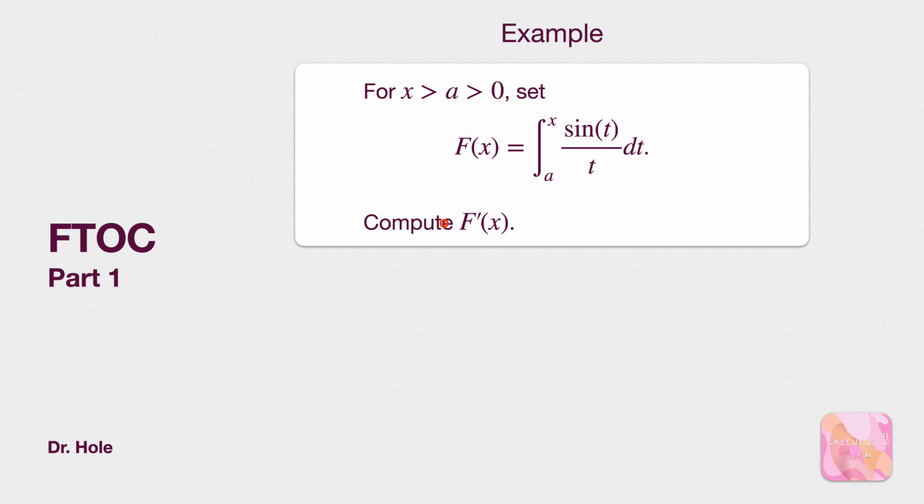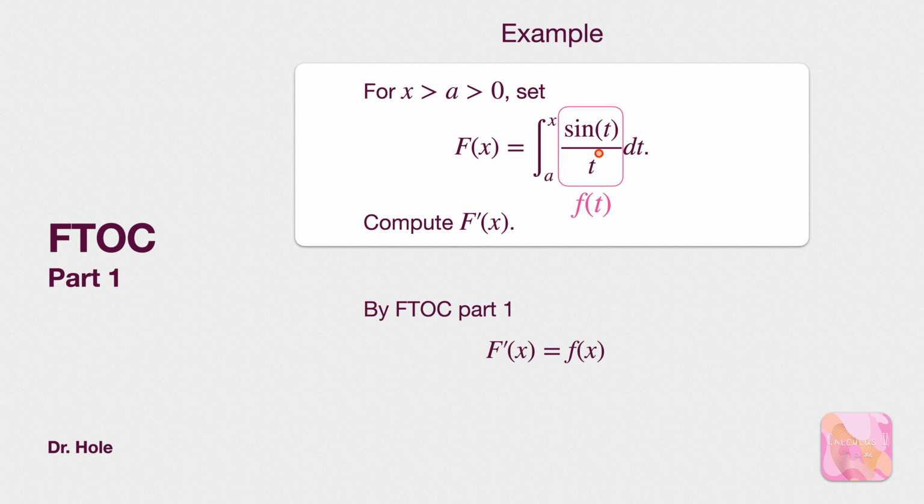Now, let's get to the question. The question is to compute the derivative of this function capital F. So that means taking a derivative of an integral. Well, that's exactly FTOC part 1. Let's recall. FTOC part 1 says that the derivative of such an integral function is just the integrand.